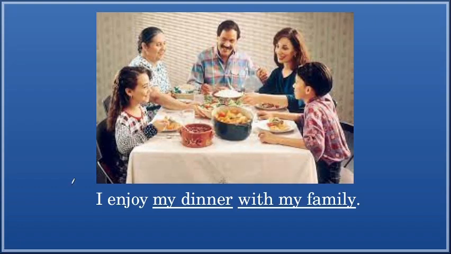I enjoy my dinner with my family. Important. I enjoy my dinner. My dinner should be together. My is a determiner. My dinner should be together. With my family is also important. With is a preposition and my family. So with my family it should be together. If you want to give a gap, you can give a gap here, but not anywhere else. I enjoy my dinner, together, with my family.